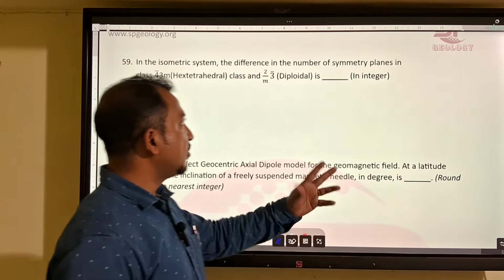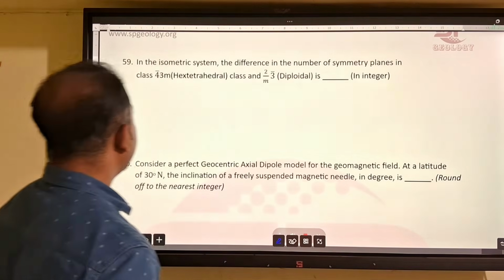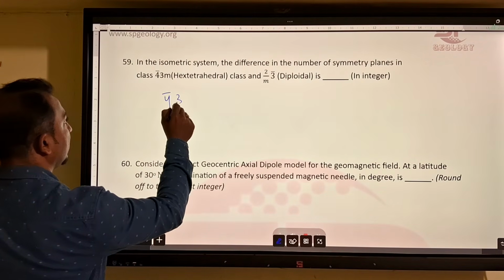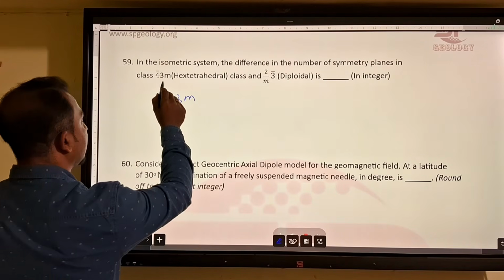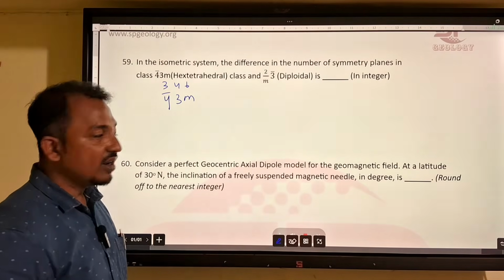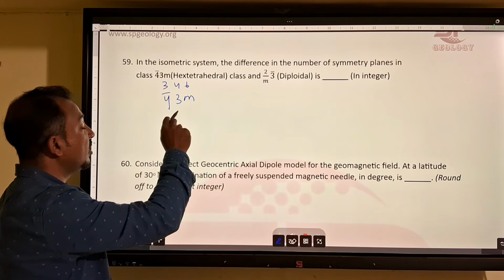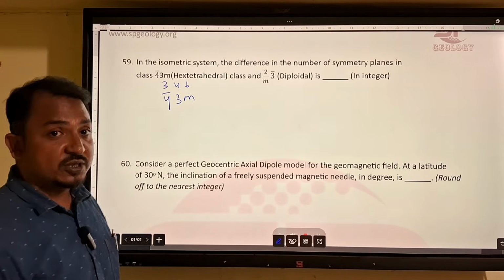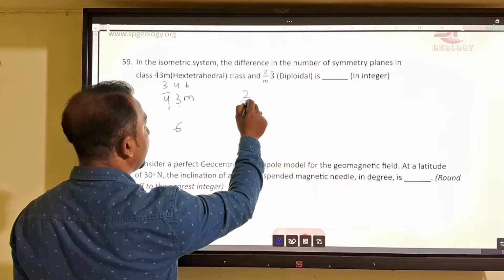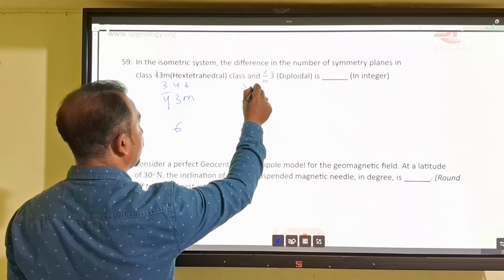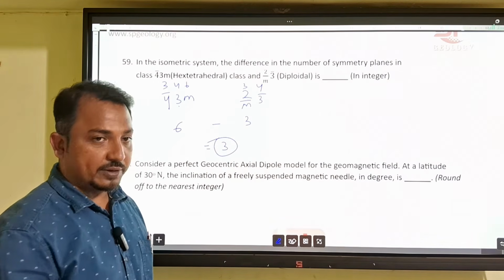Next, another very easy question for 2 marks. It is given, in the isometric system, the difference in the number of symmetry planes in class 4 bar 3m and the other class. In the isometric system, we write 3, 4, 6 to calculate the symmetry. Here we have 4 axes of 3-fold symmetry, 3 axes of 4 bar inversion symmetry and 6 mirror planes. In the diploidal class 2/m 3 bar, we have 3 mirror planes. So the difference will be 3.